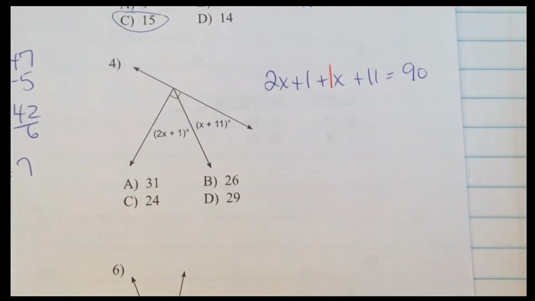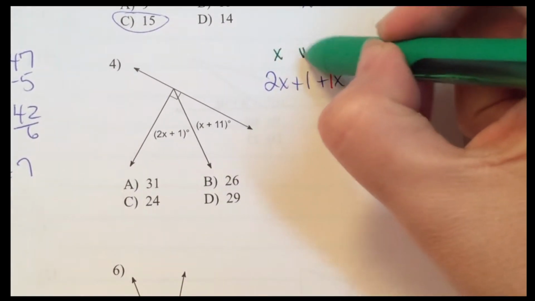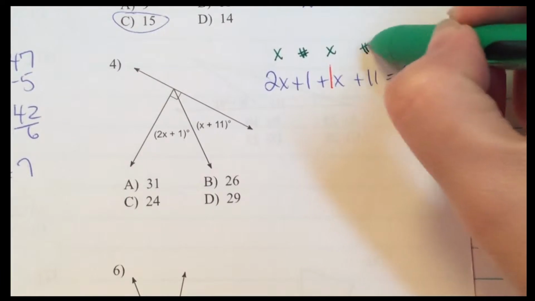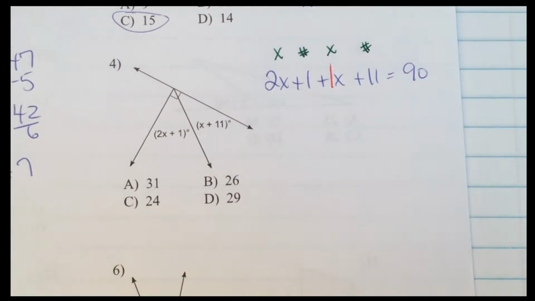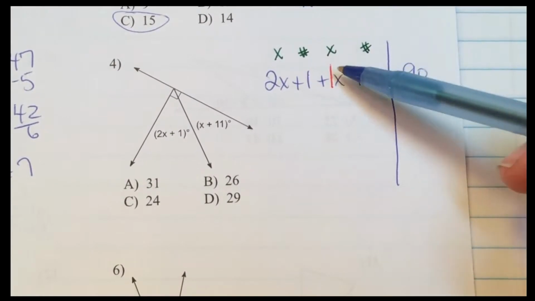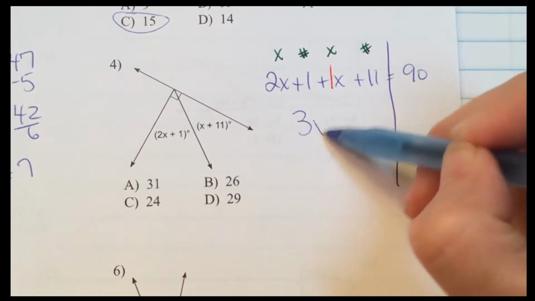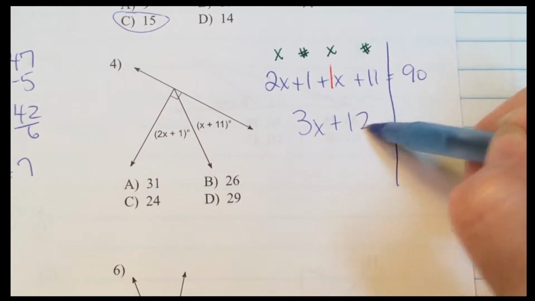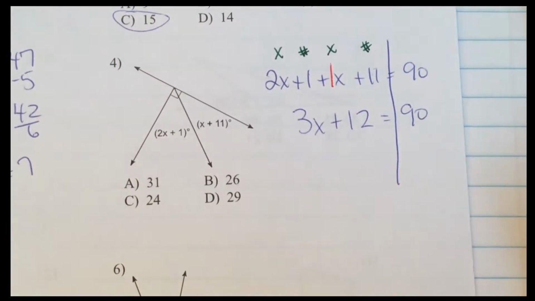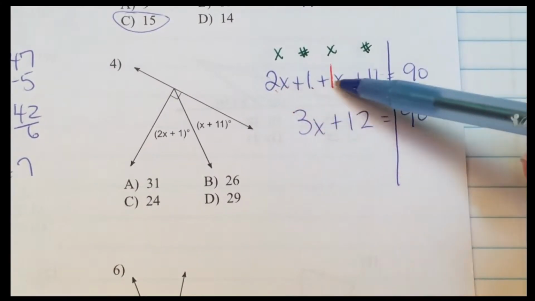So I'm going to put my 1 in there. And I'm also going to just label, I got an X, I got a number, I got an X, I got a number, so I can tell what I can put together. I'm going to put my two numbers together, and then I'm going to put my two x's together. So I have 3x plus 12 equals 90, because 1 plus 11 is 12, and 2 plus 1 is 3.